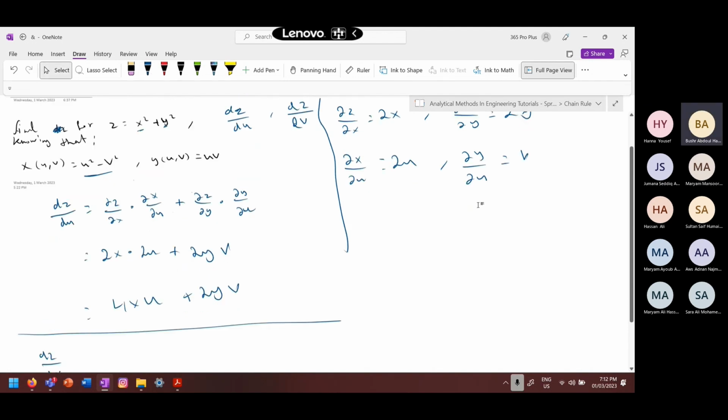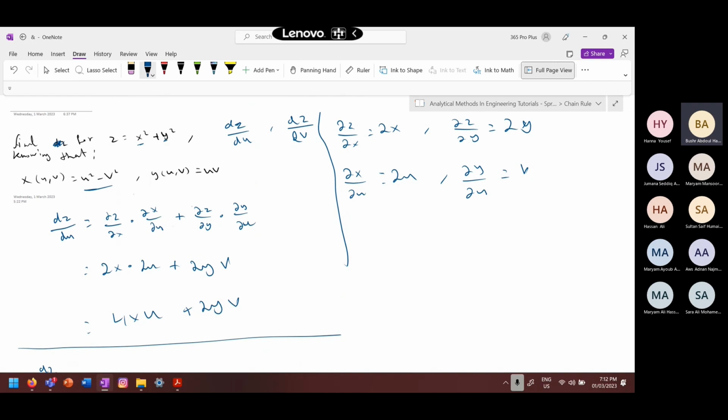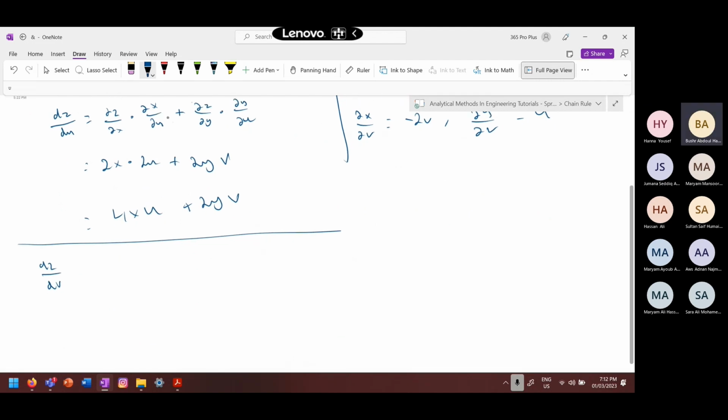Let's find dz dv. Now we need to find a few new terms. These will no longer be needed. So we use partial x over partial v. It's going to be negative 2v. Partial y over partial v, it's equal to u. We'll use the same method. Partial z over partial x multiplied with partial x over partial v plus partial z over partial y multiplied with partial y over partial v.